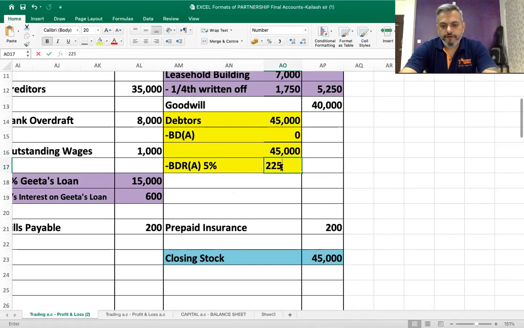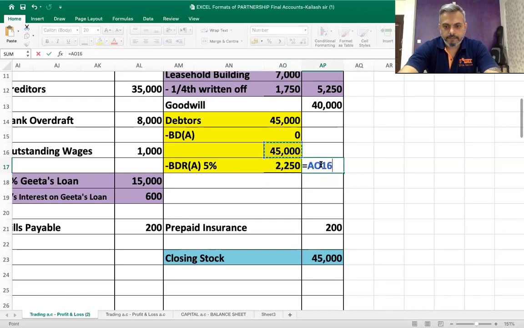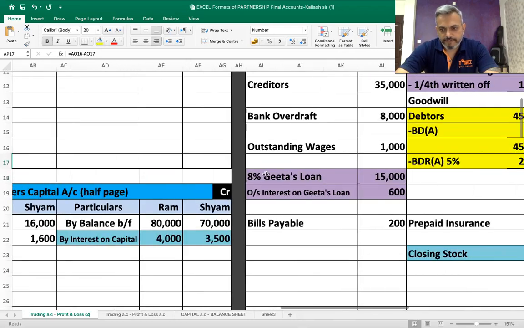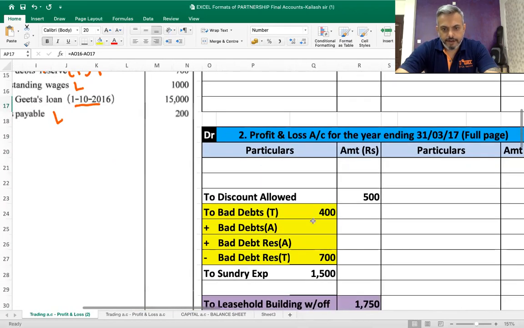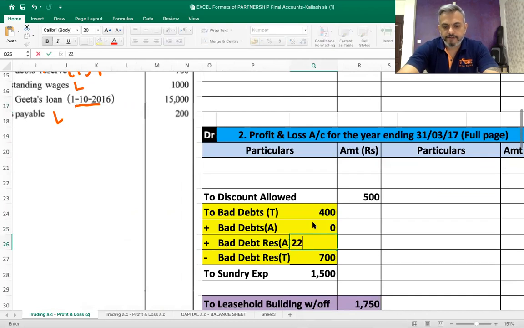So 2250, 5% of 45,000 is 2250. Outer column, subtract: 42,750. Now we go for the second effect. Again, bad debt as per adjustment is 0. Bad debt reserve as per adjustment is 2250. So we have to add 400.